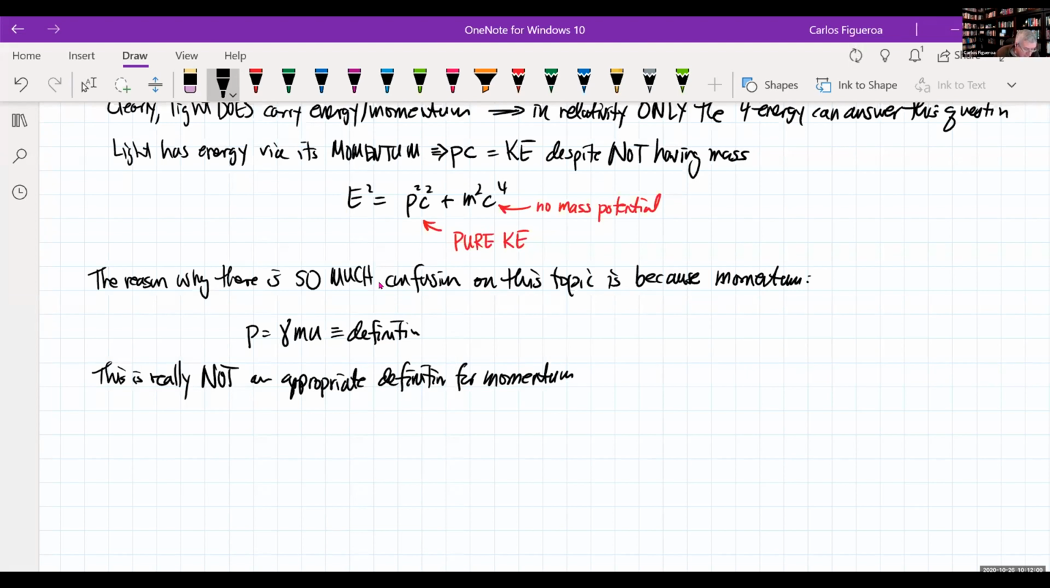And the reason it's not an appropriate definition for momentum is that in the limit as m goes to 0 and u goes to c of momentum, we get something that gives us an indeterminate form. What I mean by that is that when you look at this thing, we get a value that reads 0 over 0.